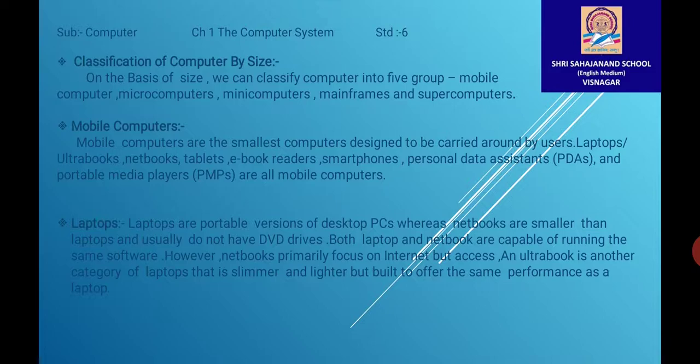Laptops. Laptops are portable versions of desktop PCs, whereas netbooks are smaller than laptops and usually do not have DVD drives. Both laptop and netbook are capable of running the same software. However, netbooks primarily focus on internet access. An ultrabook is another category of laptops that is slimmer and lighter but built to offer the same performance as a laptop.